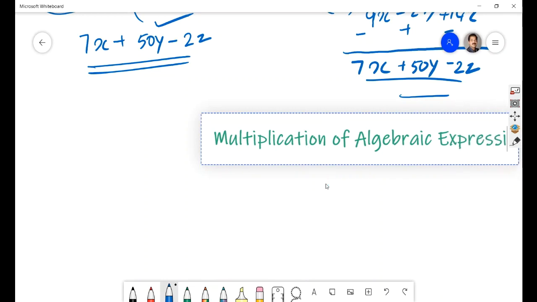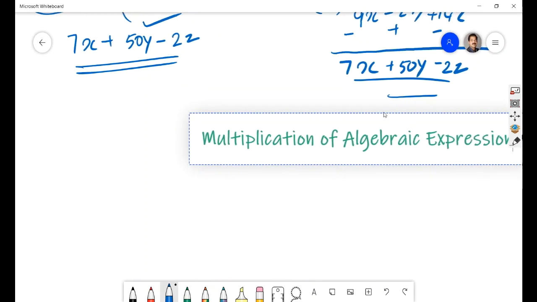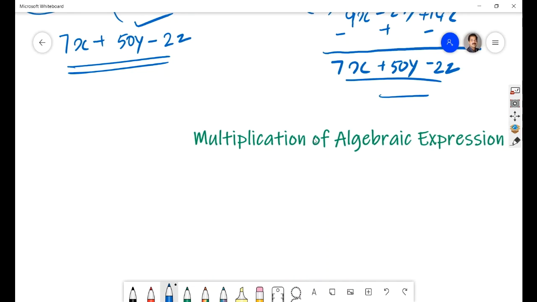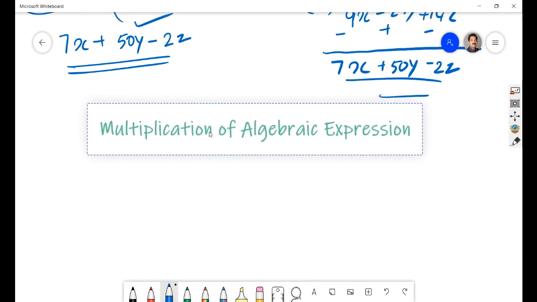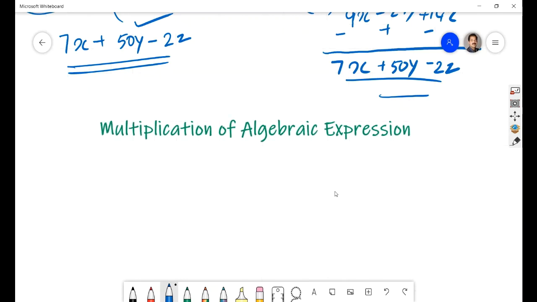In the case of multiplication of algebraic expressions, according to me, it is easier and more convenient than the other two. Why? Because there is no such rule of integers or concept of like terms. Rules of integers are there, but there is no compulsion that the terms must be like terms, because you are multiplying. In multiplication that is not applicable.